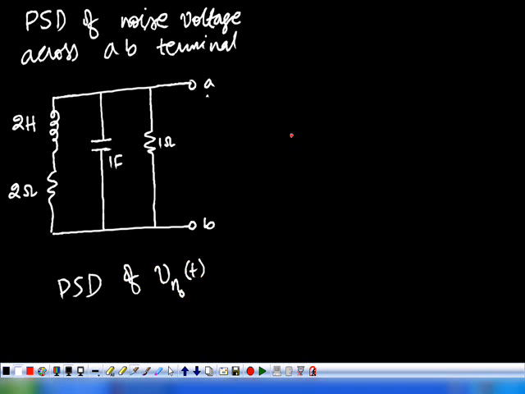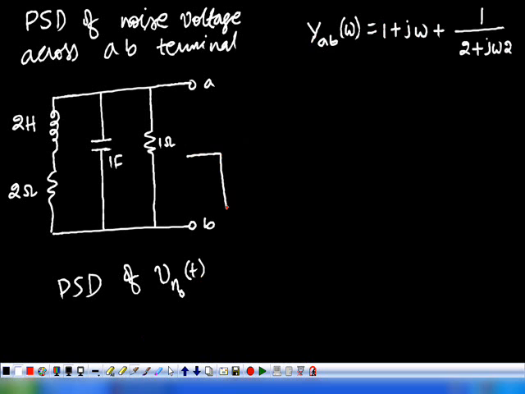For that, first what you have to do? You have to replace the network by its equivalent. What is YAB of omega? What is the admittance seen through the terminals AB? So YAB of omega is 1 plus j omega into 1, because capacitance is 1 here, plus 1 divided by 2 plus j omega.